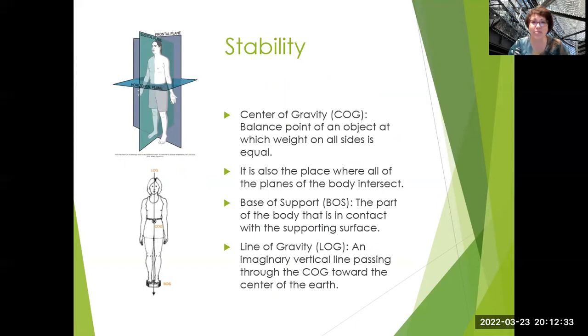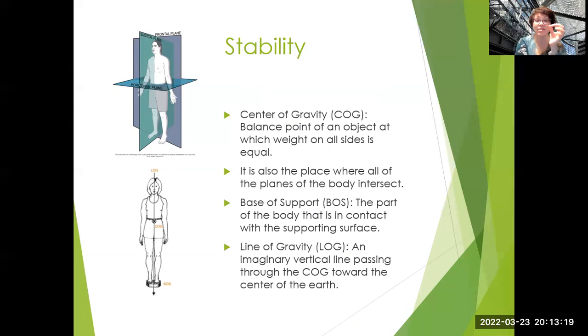Okay, stability. So our center of gravity is the balance point of an object in which weight on all sides is equal. So most of us, or everybody, your center of gravity is about an inch below your navel, or at sacral segment number 2, S2. It's also the place where the cardinal planes of the body all intersect. So isn't that interesting? The base of support is the part of your body that's in contact with the supporting surface. And we'll do a lot of exercises in lab where we experiment with center of gravity and base of support. That is, they're fun and interesting.